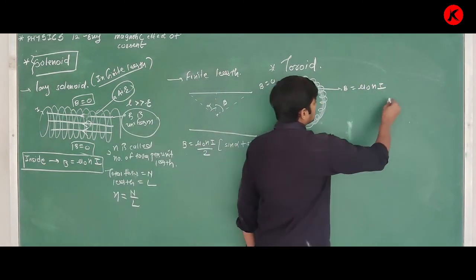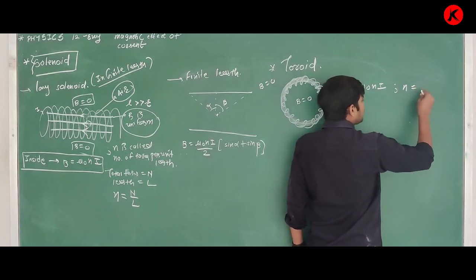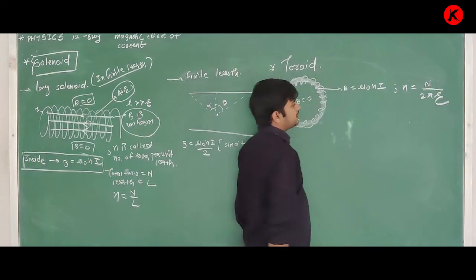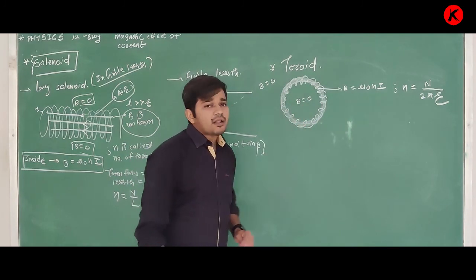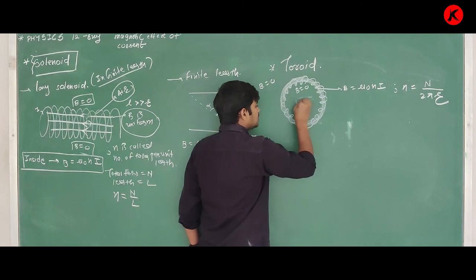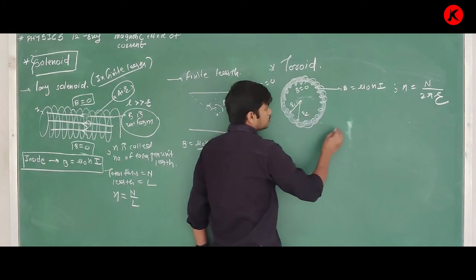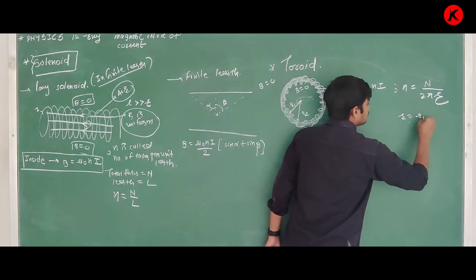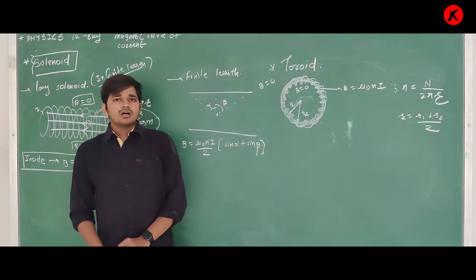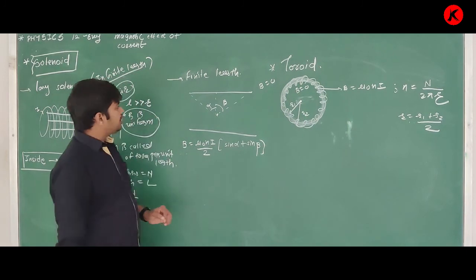In this case, what do you mean by n? n is equal to N upon 2 pi R. If you are not given R, then how to find it? Suppose here the magnetic field is 0. Suppose this inner radius is R1 and this outer radius is R2. Then we can say R is equal to R1 plus R2 divided by 2. Simple.